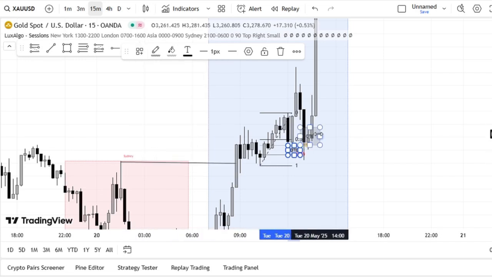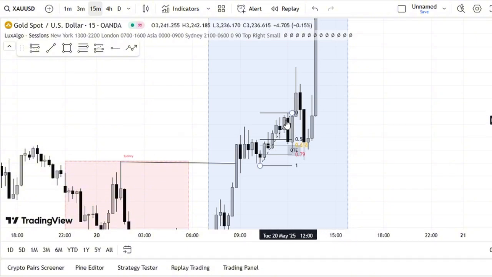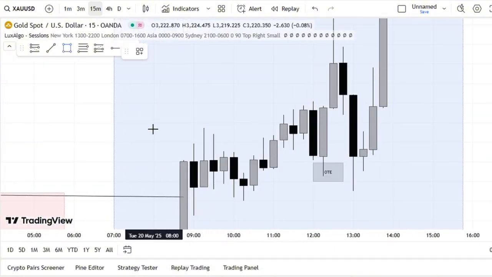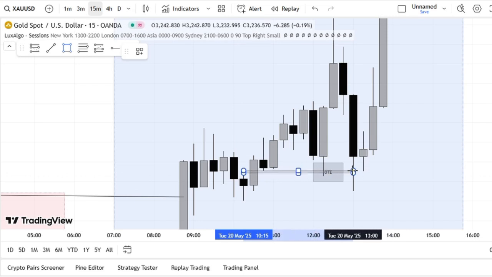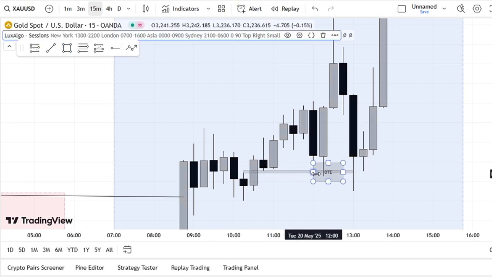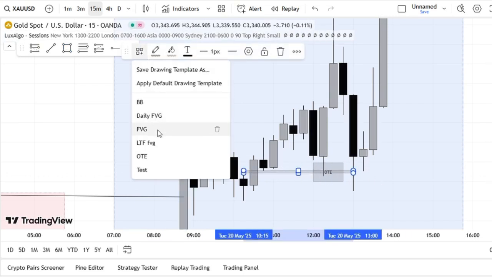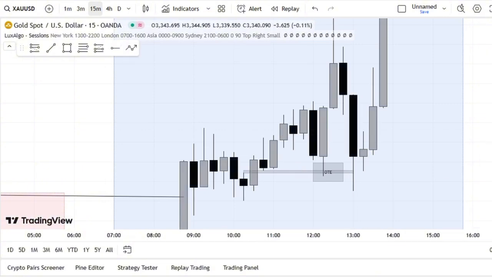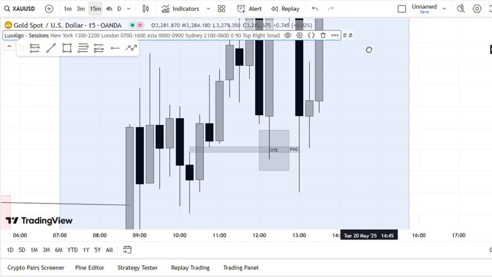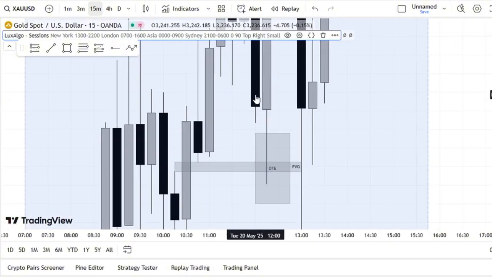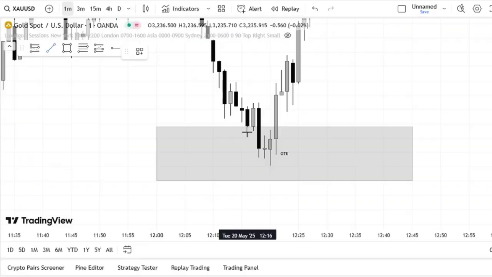If you want extra confluences, or let's say you don't like the OTE and you want to use fair value gaps, you can. If you look closely, you see that there's a fair value gap here. You can use both of them as confluences. I prefer the OTE; the fair value gap sometimes doesn't really work. So you can see a fair value gap here, intersecting the OTE. Perfect. So now let's move down a notch to our 1 minute time frame.